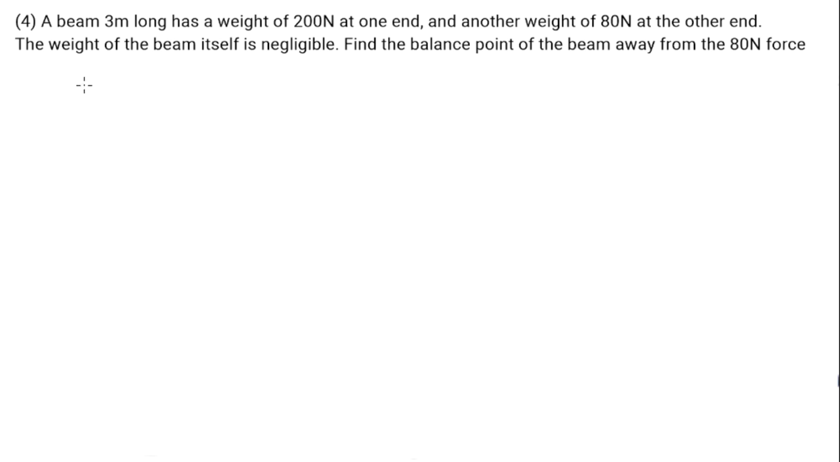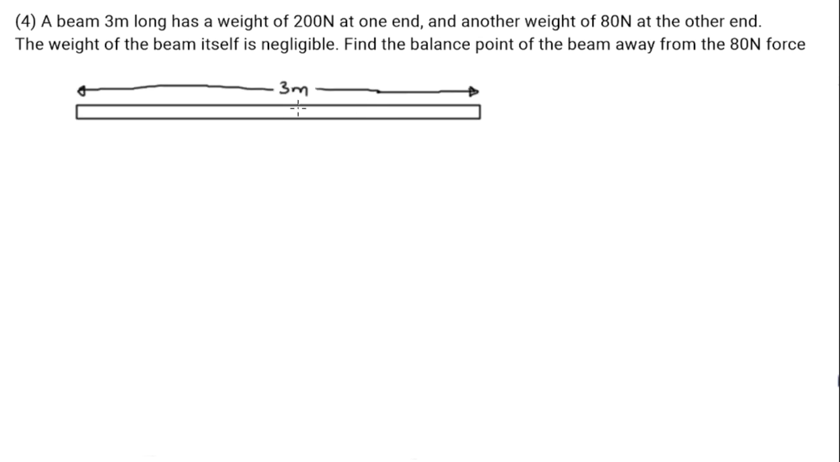Now, let's say this is the beam. Okay, it has a length of 3 meters. It has a weight of 200 newton at one end. So this is the weight of the body, and that's equal to 200 newton. Okay, and another weight of 80 newton at the other end. So we have another weight of 80 newton at this end. Okay, now the weight of the beam is negligible, so we don't get to put anything here.